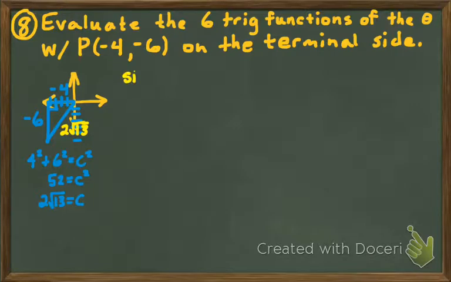So the first one is sine, and sine is opposite over hypotenuse, and the opposite here is negative 6. The hypotenuse is 2 times the square root of 13. And remember, you can leave the radical on the bottom, but you do need to reduce your fraction here. So this is negative 3 over the square root of 13.